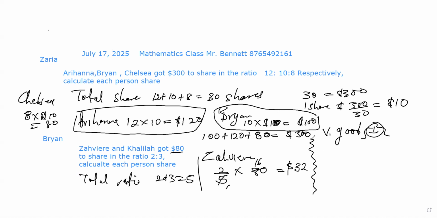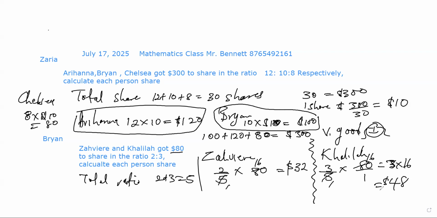Then Kalia has 3 over 5 multiplied by 80. You would do the same thing for the 5 and the 80, and then multiply the 3 by the 16, which gives you 48. Then 48 plus 32 gives you the same answer, which is 80.